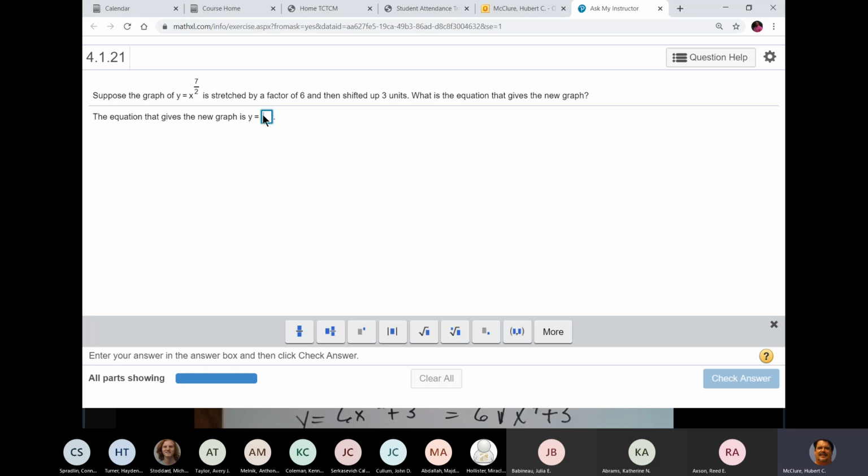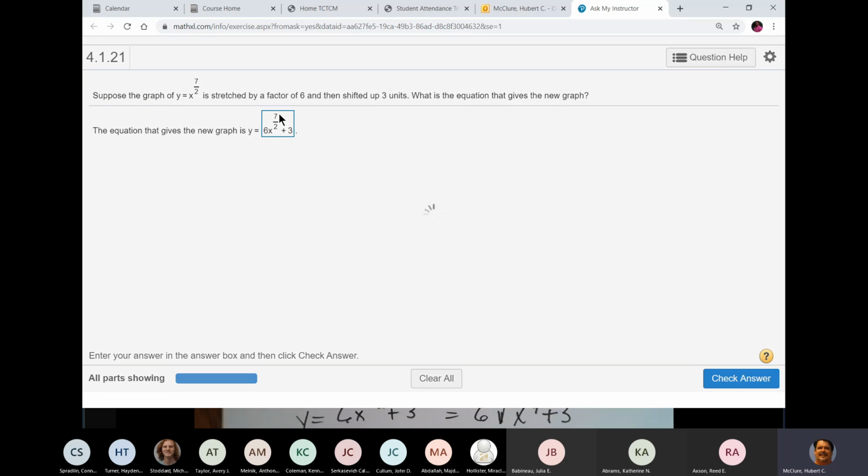So 6x to the 7 divided by 2, and then plus 3. Good test questions, both of them.